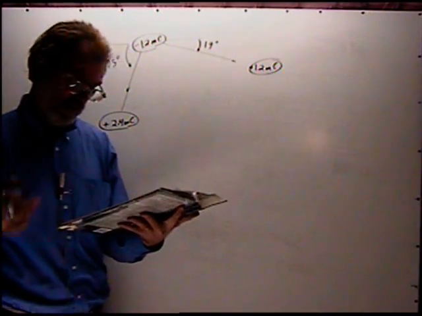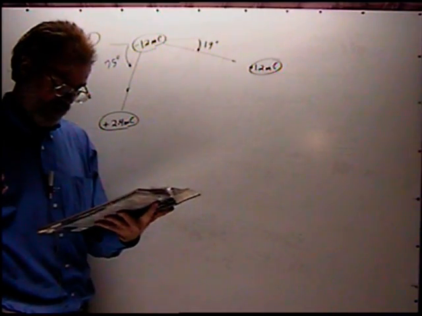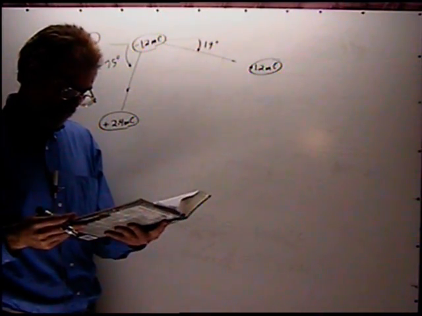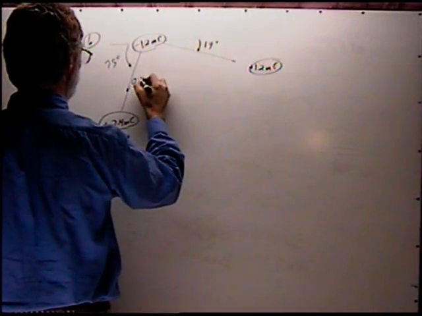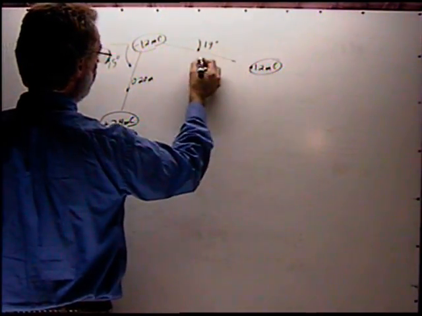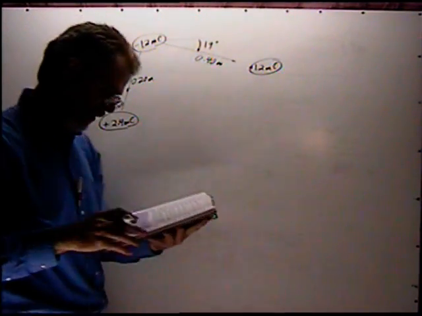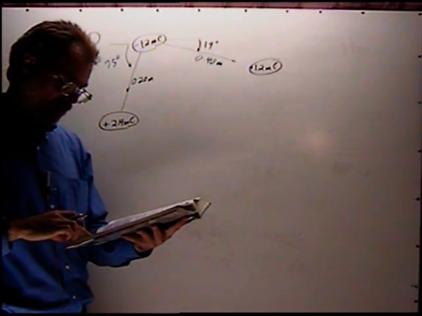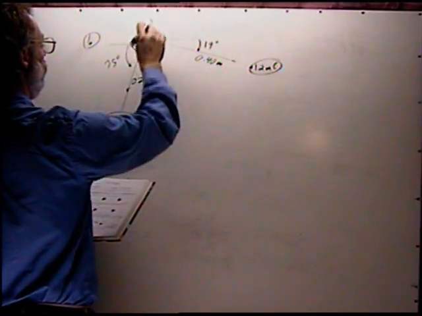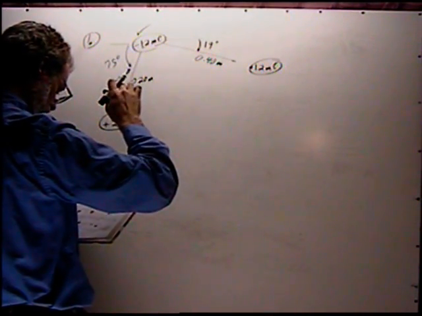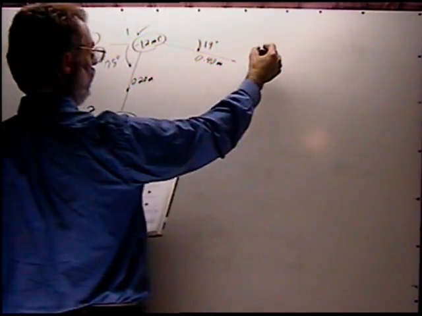That tells us we're going to break it down into X and Y force components. This distance here is 0.20 meters, and this distance here is 0.40 meters. And the question is, what is the instantaneous electrostatic force on this charge right here? So what's the force on this charge? Okay, so we'll call this 1, 2, and 3.